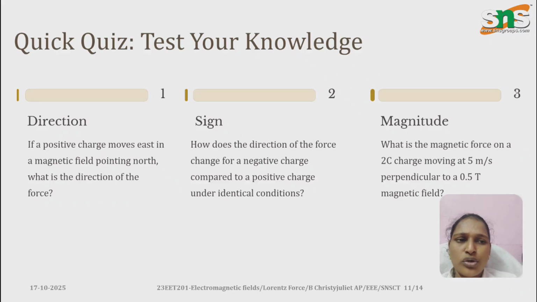We know the force is F is equal to Q V cross B. So we have 2 C as Q and 5 meter per second as V, and B is equal to 0.5. By directly applying these values, we can easily get the magnitude of the force.